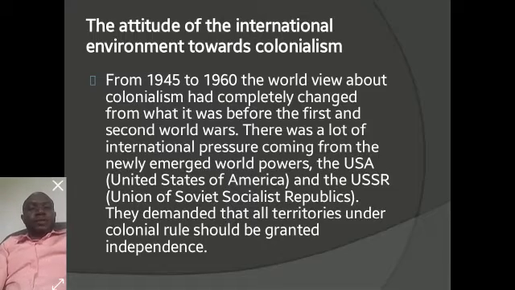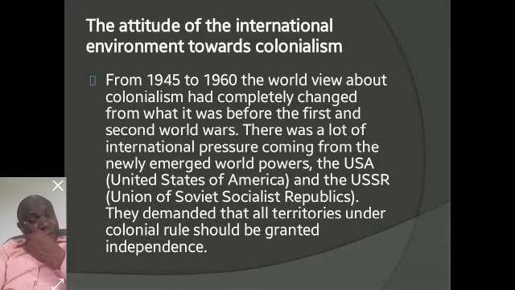Let's quickly look at the attitude of the international environment or international community towards colonialism. We all know that from 1945 to 1960, the worldview about colonialism had completely changed from what it was before the First and the Second World Wars. So there was a lot of international pressure coming from the newly emerged world powers, that is the USA, United States of America, and the USSR, that is the Union of the Soviet Socialist Republics. So they demanded that all territories under colonial rule should be granted independence.